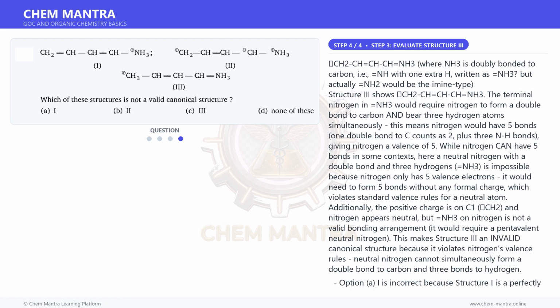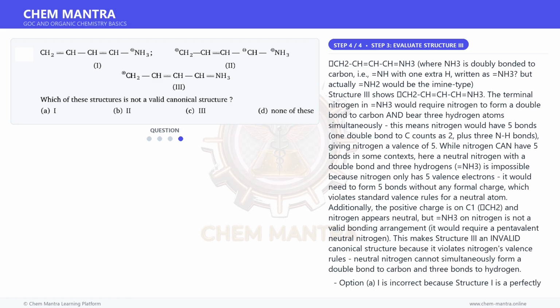Additionally, the positive charge is on C1, CH2, and nitrogen appears neutral, but =NH3 on nitrogen is not a valid bonding arrangement. It would require a pentavalent neutral nitrogen. This makes structure 3 an invalid canonical structure because it violates nitrogen's valence rules. Neutral nitrogen cannot simultaneously form a double bond to carbon and 3 bonds to hydrogen.